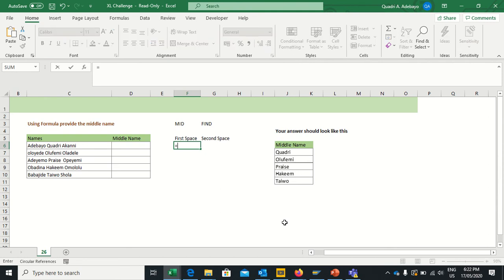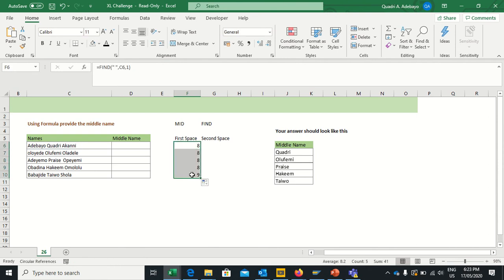So let's try and move. Find. So this is the FIND, comma. What are we looking for? FIND helps us to look for something within a text. So we are looking for a space. This is how we type a space in there. The next argument is within this text. The next one is 1. 1 means start from the first alphabetical letter. So this equals 8. I drag down and I can get 8 now, and 9 because Babajide is different from the others above.